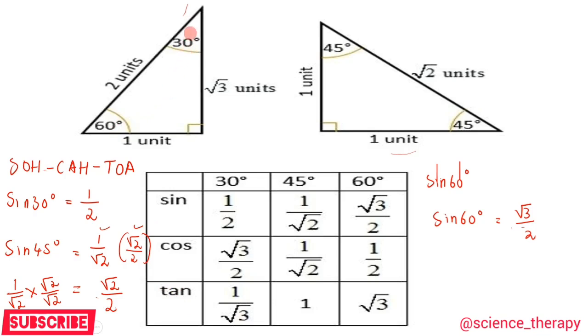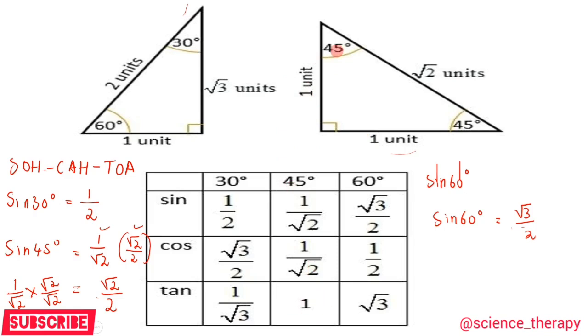We say what is opposite to 30? It's 1, and then over the adjacent side, which is root 3, right? So we have 1 over root 3. But then when we go to 45, we say what is opposite of 45? It's 1, and then what's adjacent to 45? It's 1. So we have 1 over 1 giving us 1 unit.